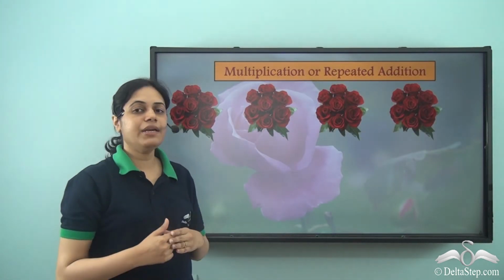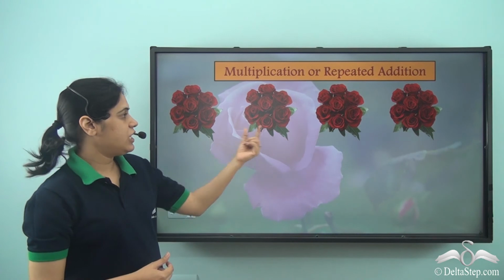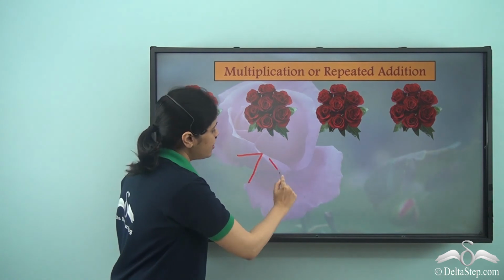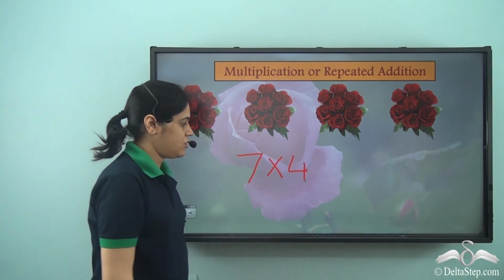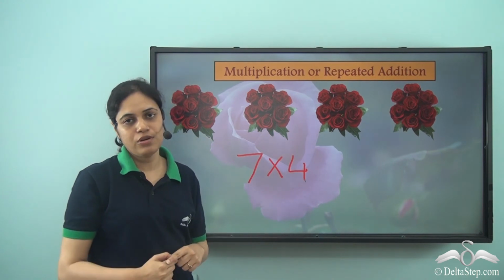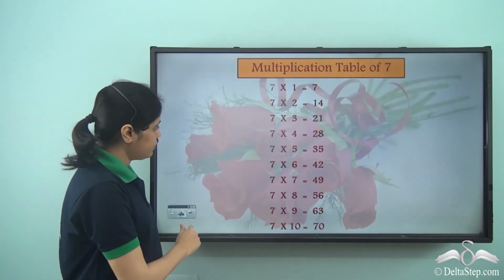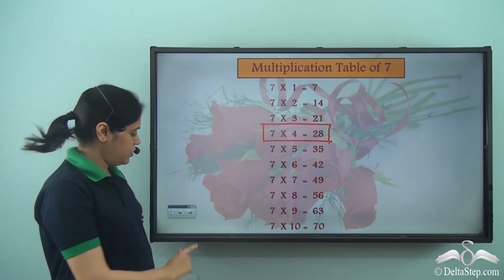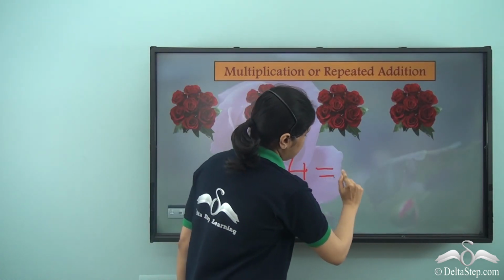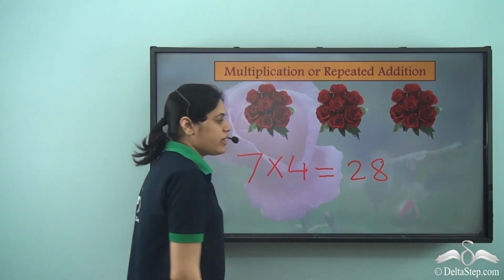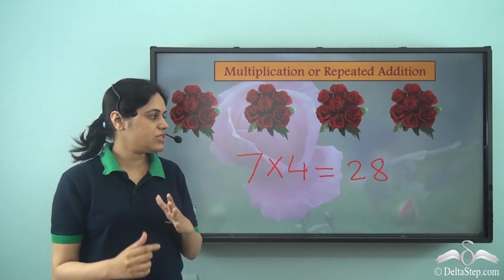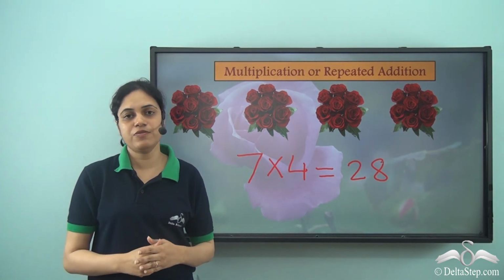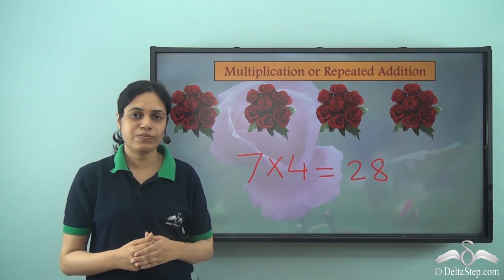So now can you tell me how many roses are here? In each bunch, there are 7 roses and there are 4 such bunches. So I need to find 7 into 4. What is 7 into 4? 7 into 4 is 28. So the answer here is 28. So the number of roses here is 28. So even without counting, using the multiplication table of 7, we can find the number of roses present here.